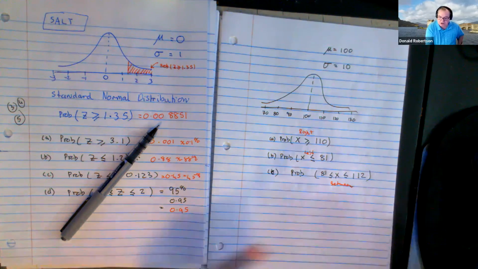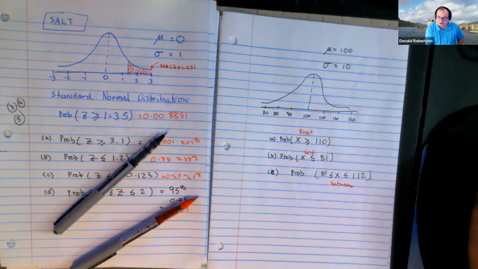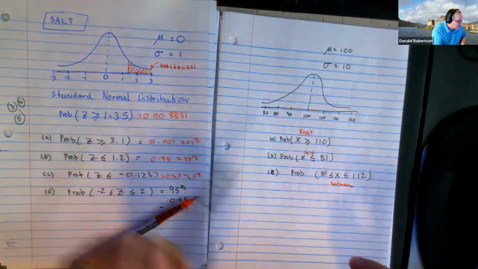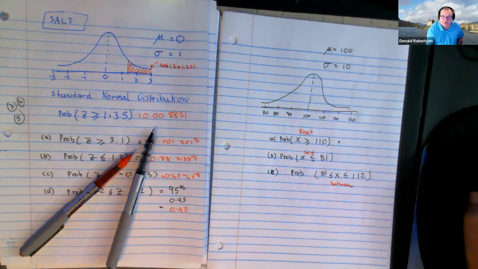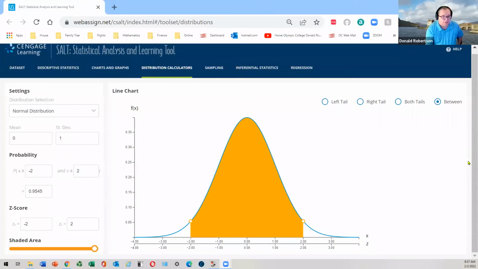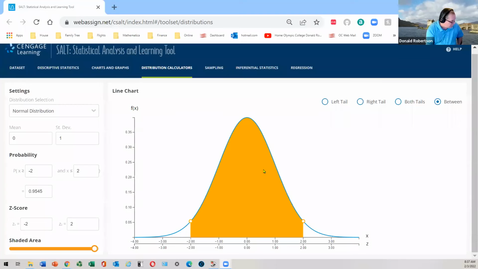So average IQ is 100, standard deviation of the population is 10. We can look at this and we can find out what percentage of the people have an IQ greater than 110. So let's show you how SALT does that as well. I don't think I hit the wrong button there. Let me try it again. Maybe I do. Are you looking at the normal distribution guy?